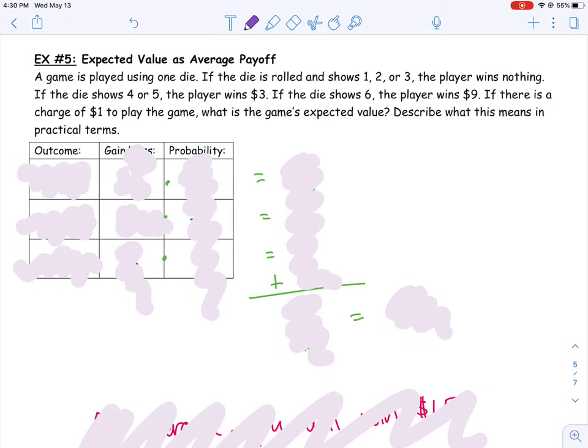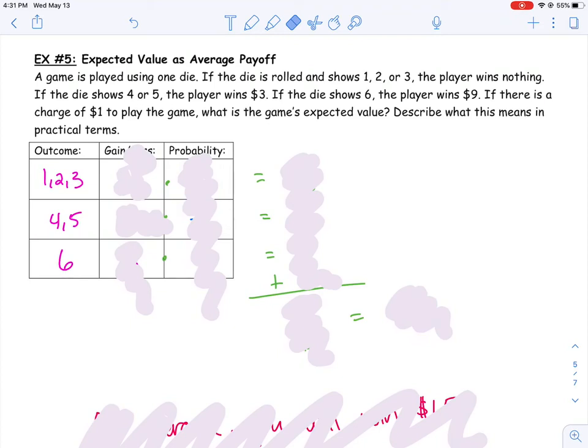So here we go. What are the different outcomes when we go to play this game? We play this game and we roll the die. What could possibly happen? Well, one of the options is we can roll a 1, a 2, or a 3, right? Well, what's another option? Besides rolling a 1, 2, or 3, couldn't I also roll a 4 or a 5? And my last option is I roll a 6. So I've listed all my different outcomes: a 1, 2, or 3, a 4 or 5, and then a 6.